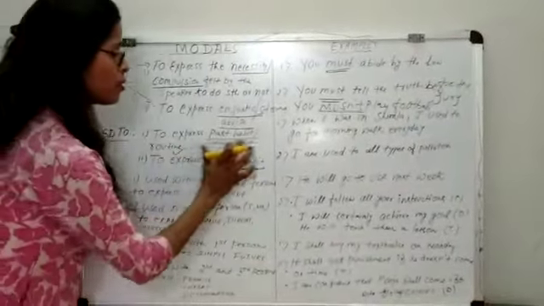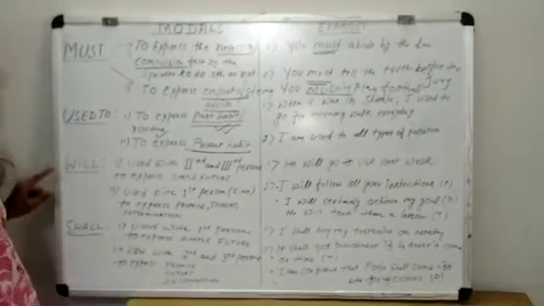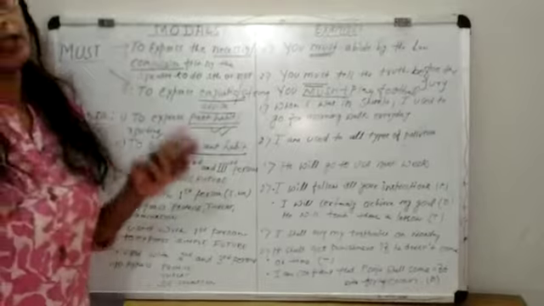I am talking in the present context. I am talking about the present habit, not past. This is the past. This is the present time. Now come to will. Many times people do make mistakes when they use will and shall.